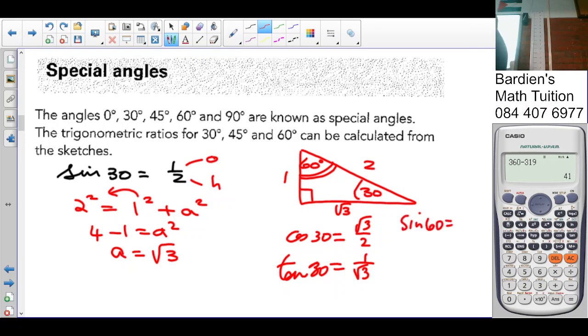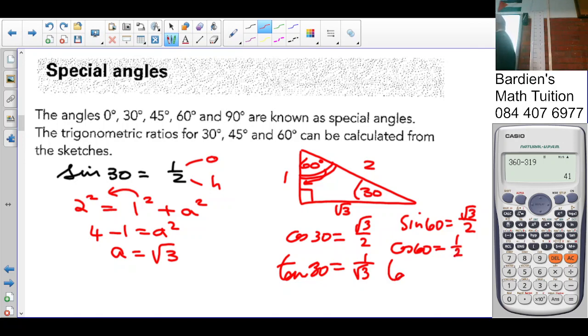Sine is opposite over hypotenuse, so that's going to be the square root of 3 over 2. Can you see that, people? What is cos of 60? Cos is adjacent over hypotenuse. Can you see that? Cos of 60 is adjacent over hypotenuse, so it's going to be 1 over 2.